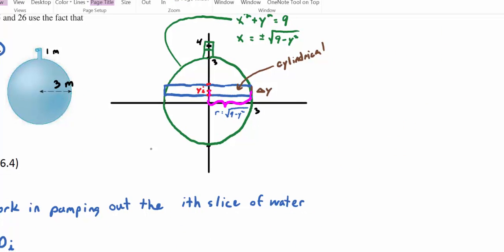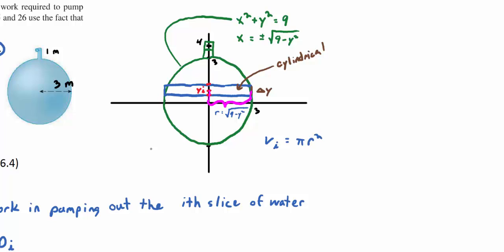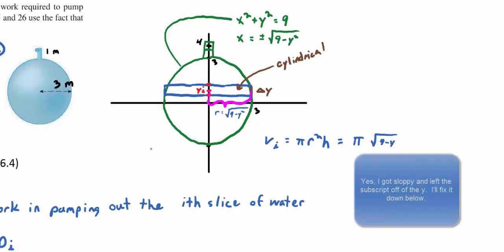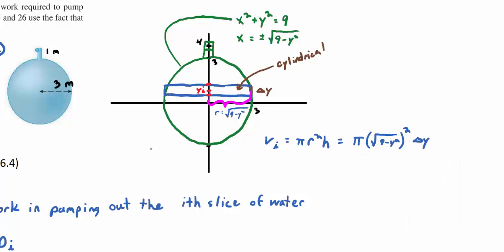So the volume then of the ith slice, which you could call v sub i, would be what? Okay, you guys already told me pi r squared h, but what is that? In this case, it would be pi times the square root of 9 minus y squared, squared. That's your r squared, right? And then the h is just delta y. Now we're in business. So that's going to be the volume of your ith slice.